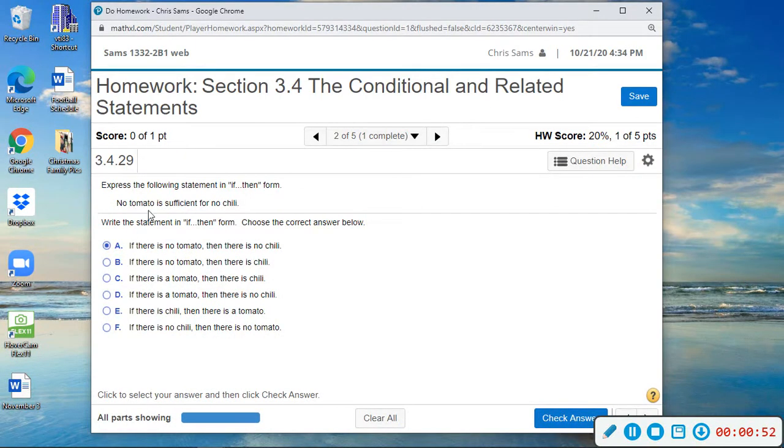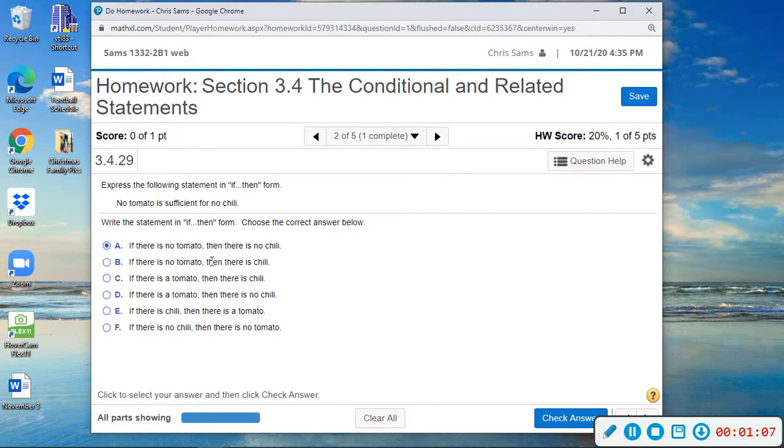This one says sufficient, so we want the order to stay intact. No tomato is sufficient for no chili. And A says if there is no tomato, then there is no chili. So that matches the structure with that word sufficient. Let's look at the other options.